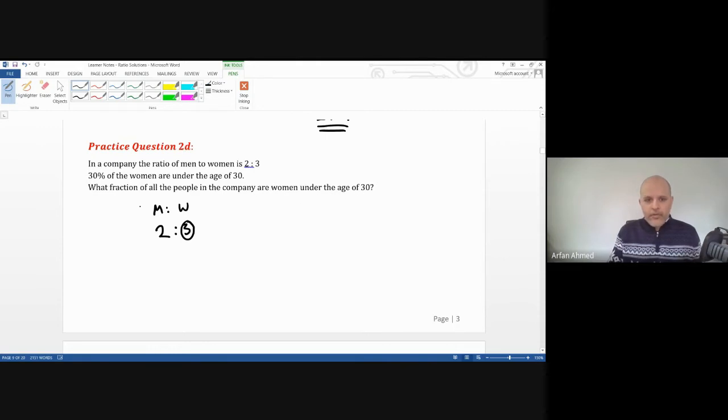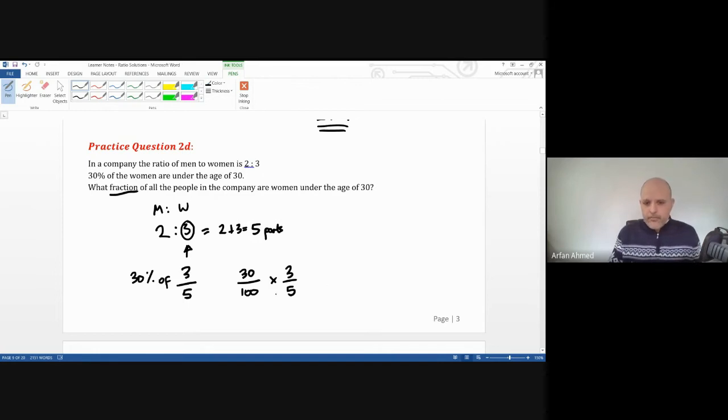So we want to work out 30% of this. Well, what is this? We've got 2 plus 3, which is 5 parts. So it's 3 out of 5. Let's do it as, because obviously we want our answer as a fraction, we don't want percentages. So let's work out 30% of 3/5. That's what we need.